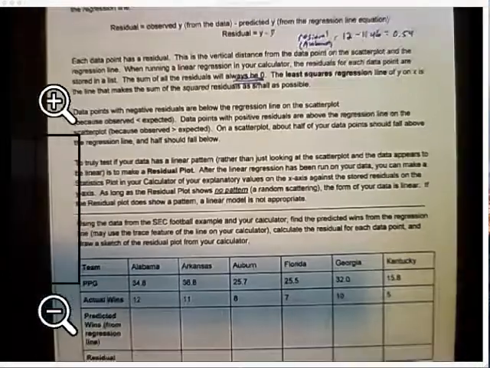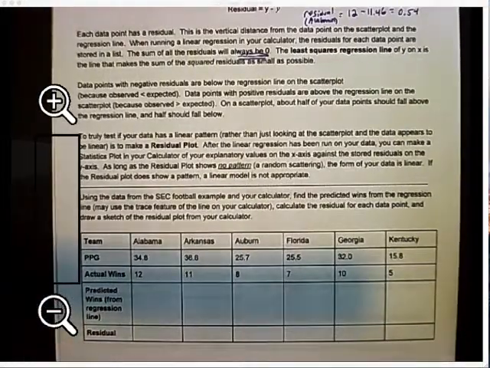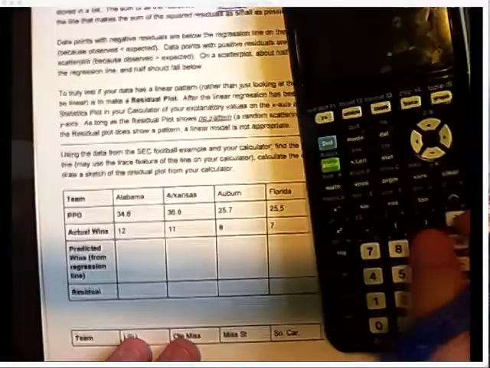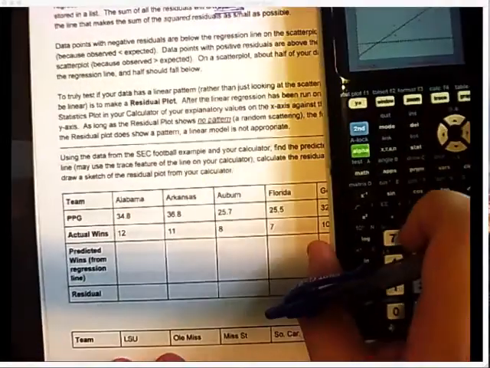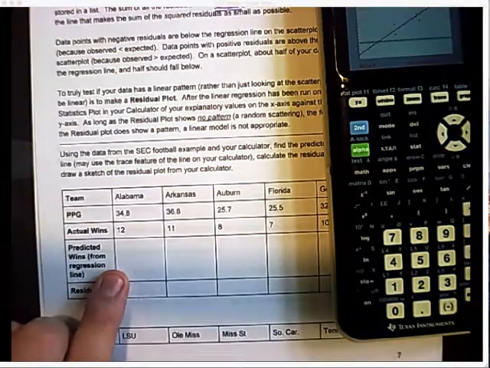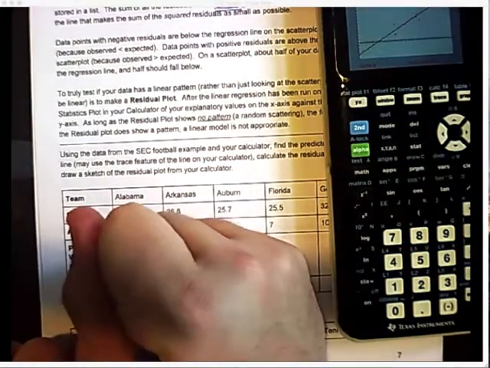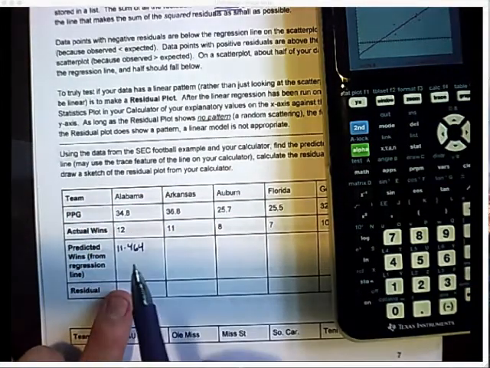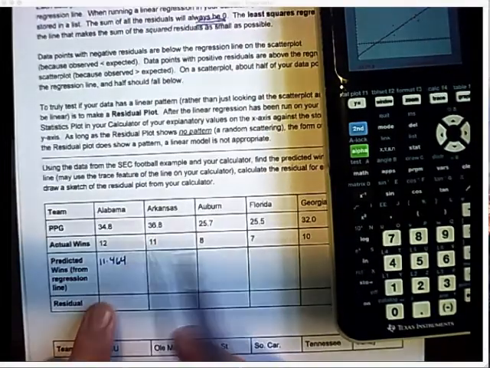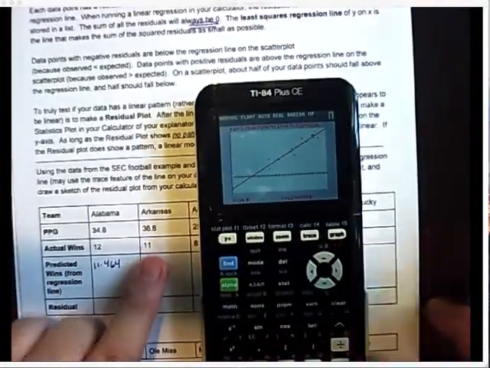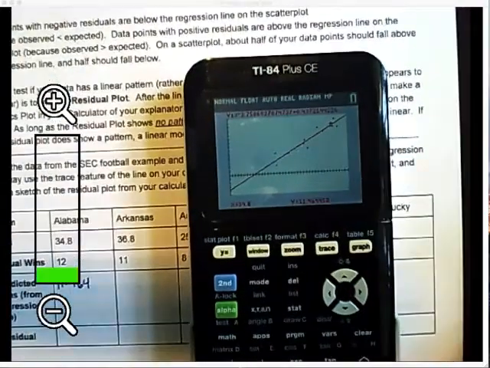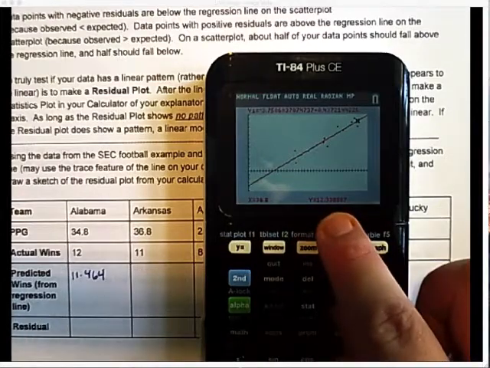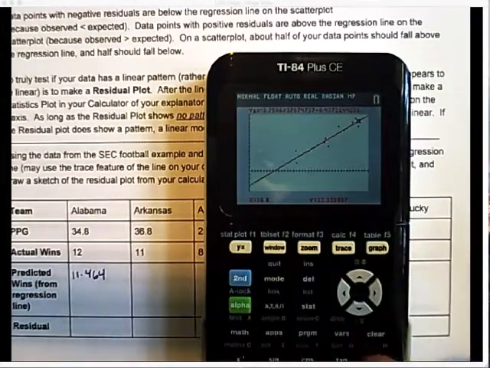How do I calculate the residual for each team? We're going to use our calculator on this. So we just did Alabama, right? The predicted wins for them were 11.464. What's the predicted wins for Arkansas? How do I find that? Well, on my graph, if I type in 36.8, Arkansas was predicted to win 12.339.